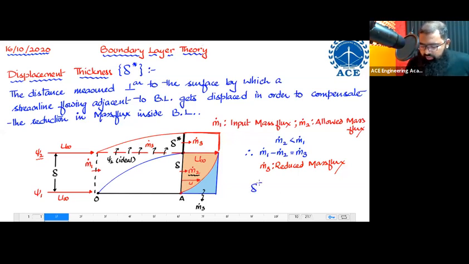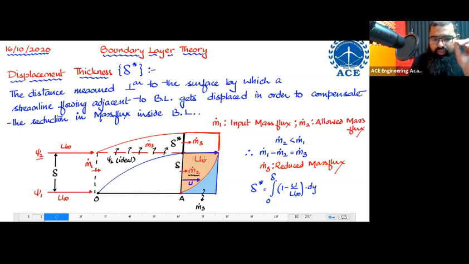The formula for delta star is equal to the integral from 0 to delta of 1 minus u upon u infinity, times dy. U over here is this particular velocity. U infinity over here is this particular velocity, equal to u infinity.